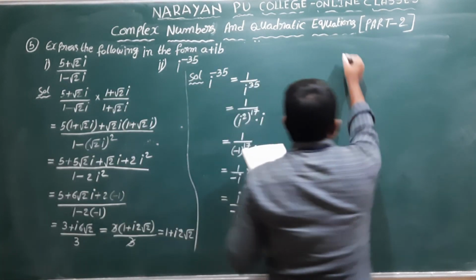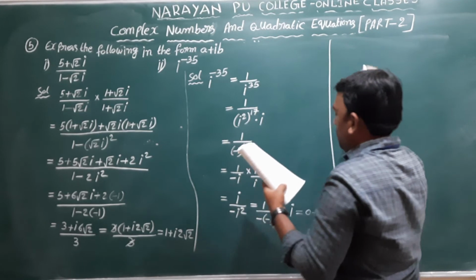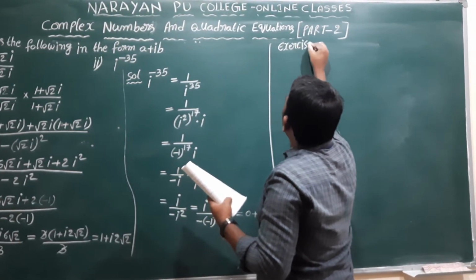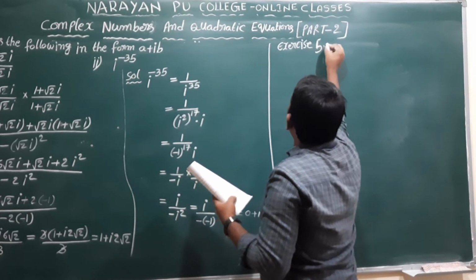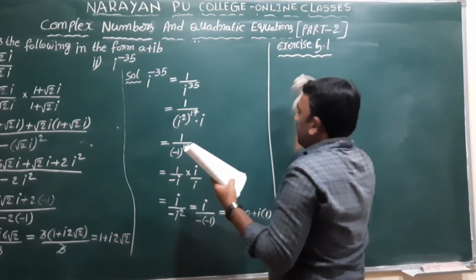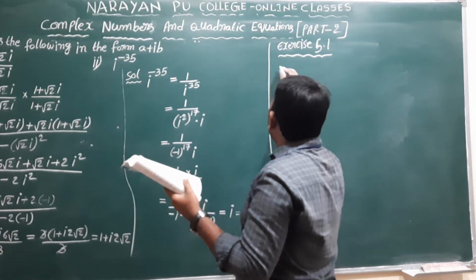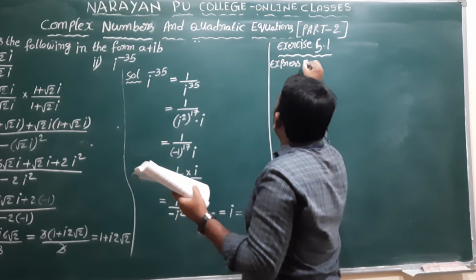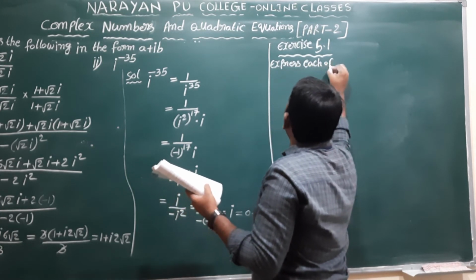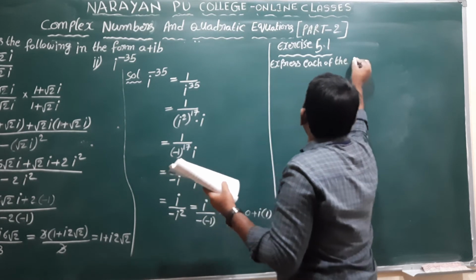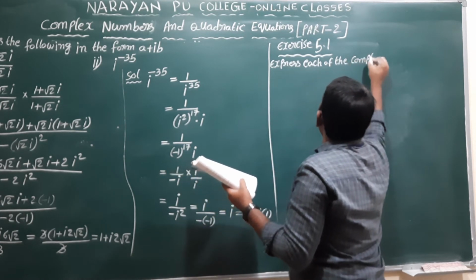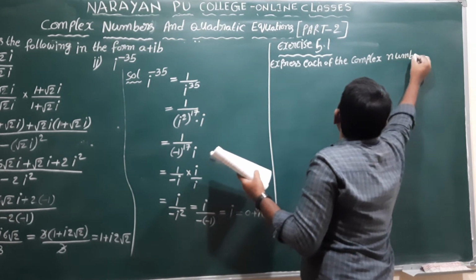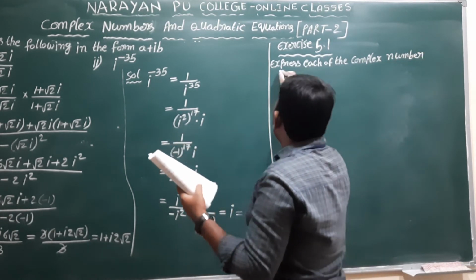Next, exercise 5.1. Express each of the complex numbers given in the exercise.